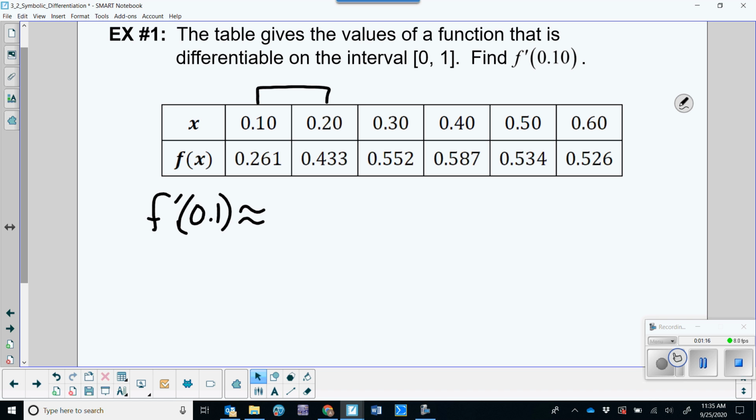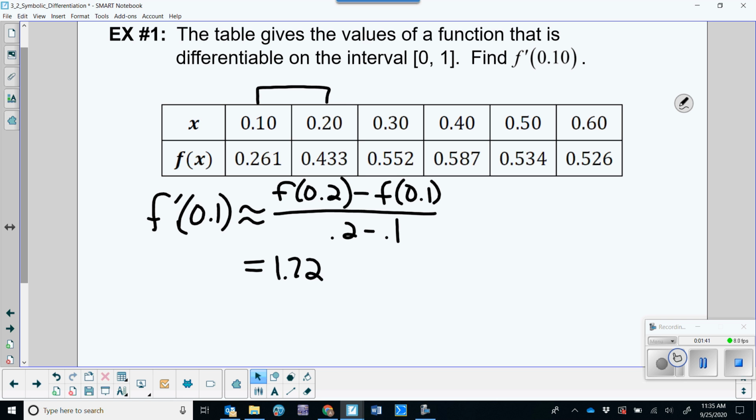So normally we would go around it, but here I can't really go around it, but I can go from 0.1 to 0.2. So remember, our notation is important, so I'm going to say that I'm doing f of 0.2 minus f of 0.1 over 0.2 minus 0.1. And then after that, I can just put it in the calculator and get the answer. So you don't need to write further, and the answer there is going to be 1.72. And so that would be my estimate for f prime.